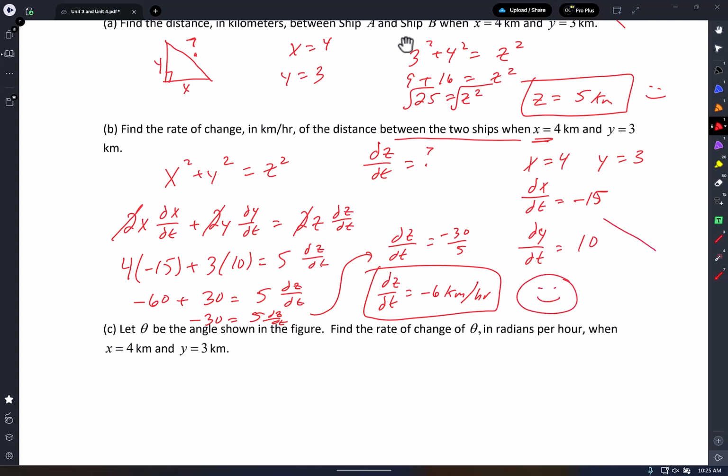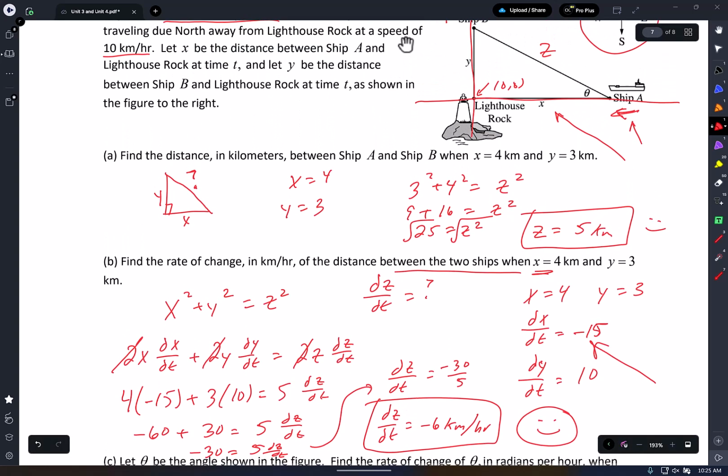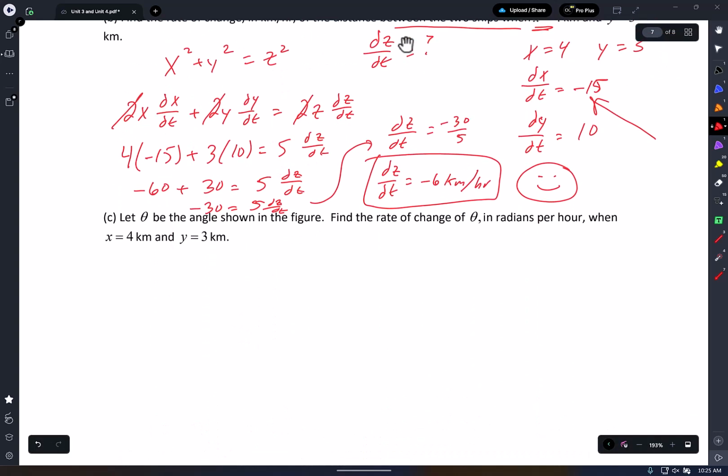All right, so there was the key, guys. Make sure you put negative 15 because it's heading, here's the origin, 0, 0, and you're heading left on that. So that's important. Make a grid. Make sure that you guys are aware of that.